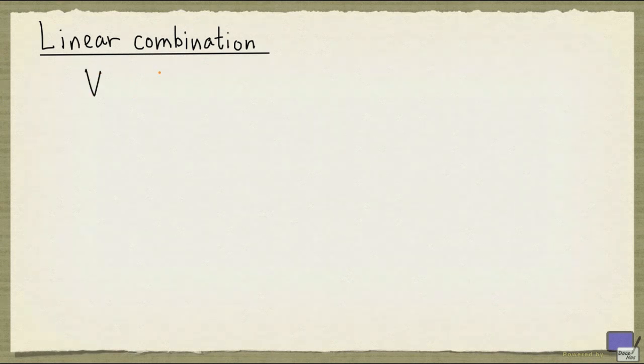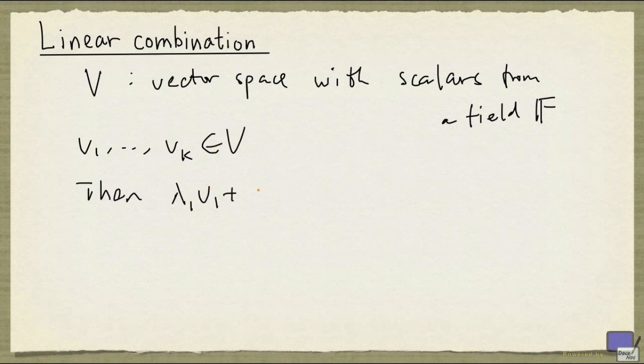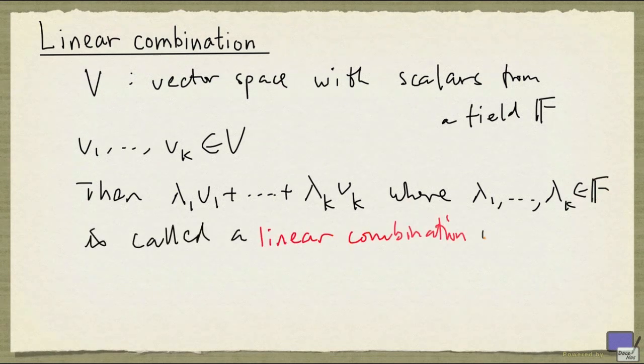So let V be a vector space, and the scalars are from a field F, and suppose that v1 up to vk are vectors in V. Then lambda 1 v1 plus all the way to lambda k vk, where lambda 1 up to lambda k are scalars, is called a linear combination of v1 up to vk.